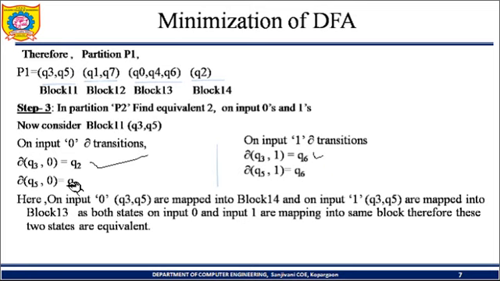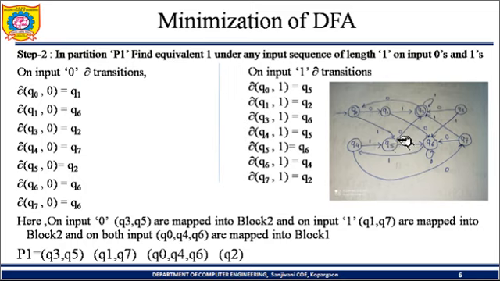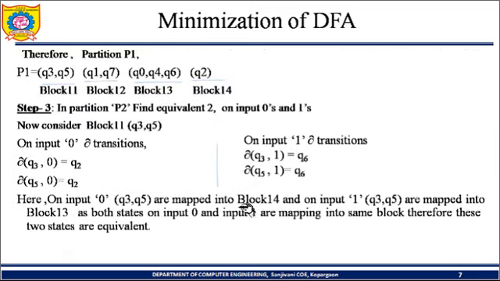In the same way, Q5 after receiving 0 as input will be in Q2, and after receiving 1 as input it will be in Q6. Here you can see Q2 is in one block. Both Q3 and Q5 on input 0 are mapped into the same block. So on input 0 those two states are identical.